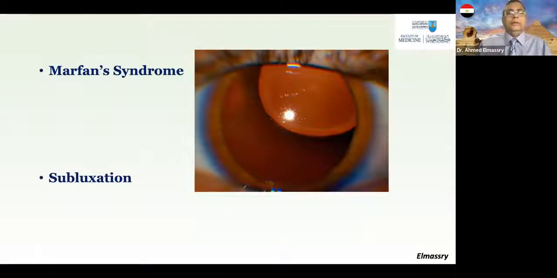Congenitally, we may have Marfan syndrome. Just to stress that in Marfan syndrome the lens is deviated up and out, and the zonules are stretched. The zonules are present, they are not absent, but they are stretched all around the area of weak zonules. Or sometimes the lens could be subluxated due to trauma.